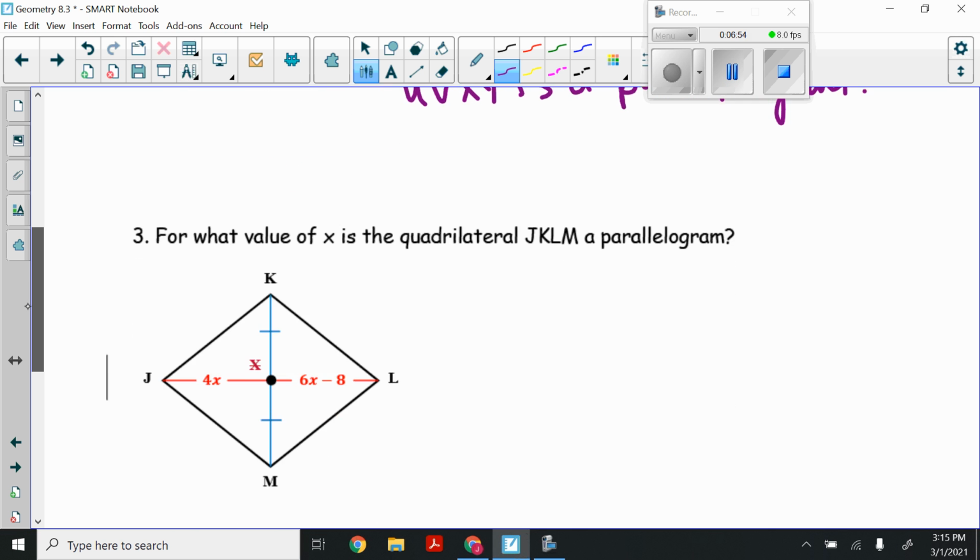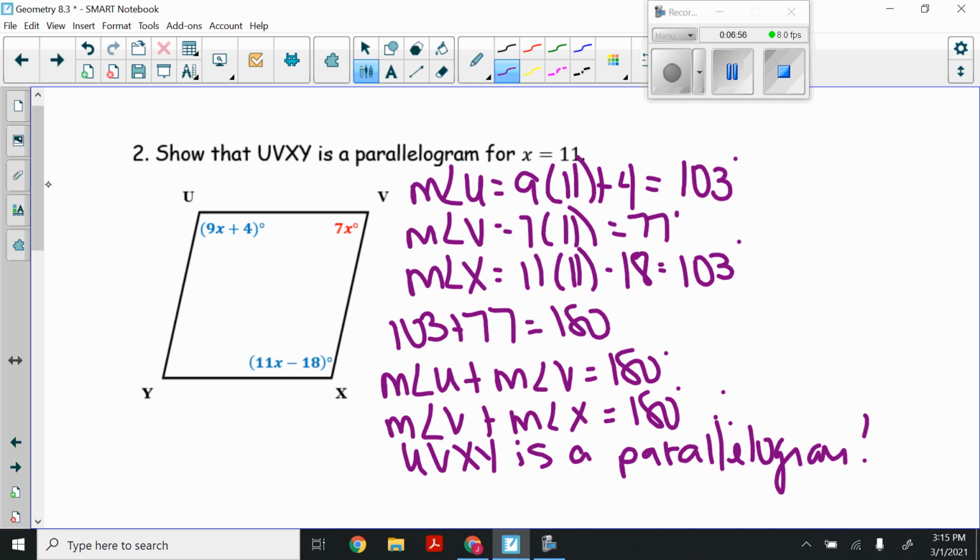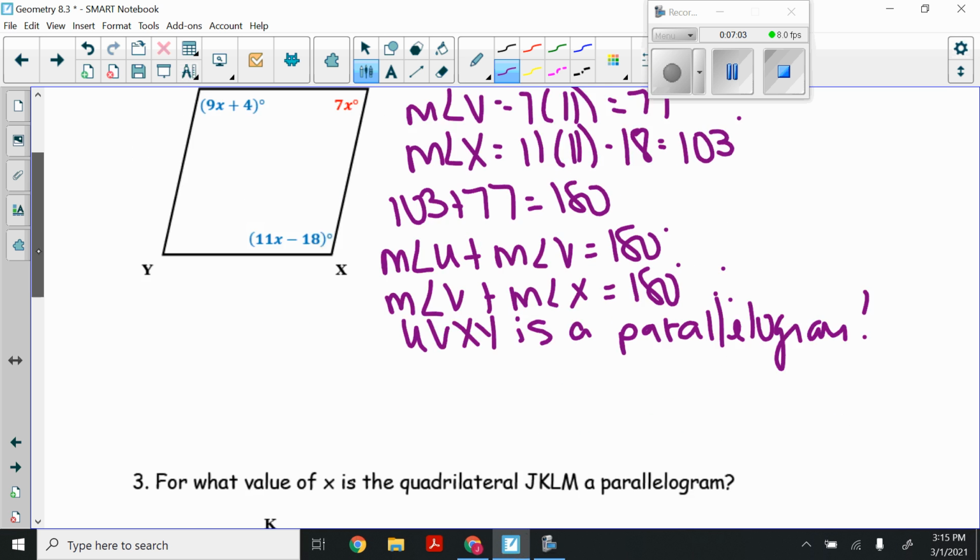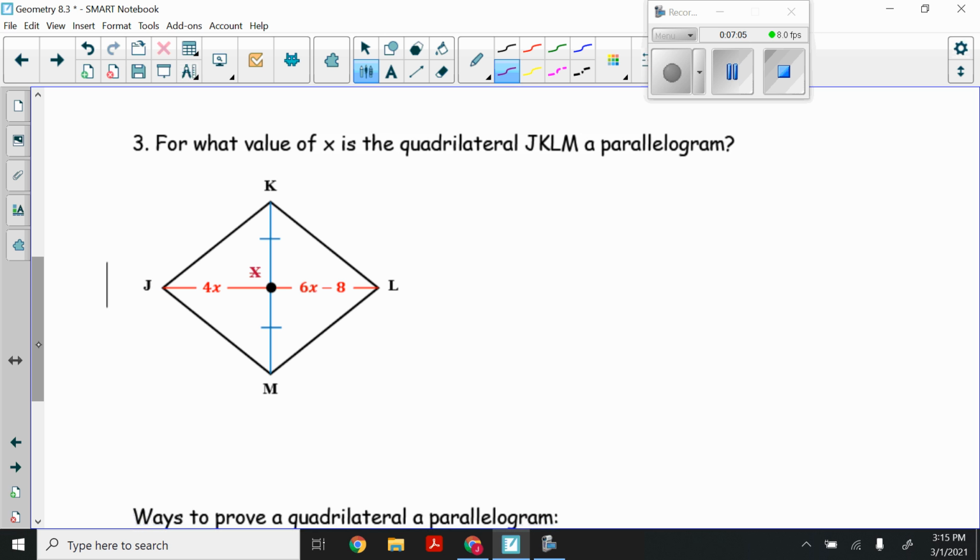All right, so the next one is going to be a little bit different. So up to here, these first two, they asked me to show that it was a parallelogram, to prove that it was a parallelogram. So now, number 3, it says for what value of x is the quadrilateral JKLM a parallelogram? And I see that they give me diagonals. I know that in order to be a parallelogram, my diagonals have to bisect one another. So I would need 4x equal 6x minus 8.